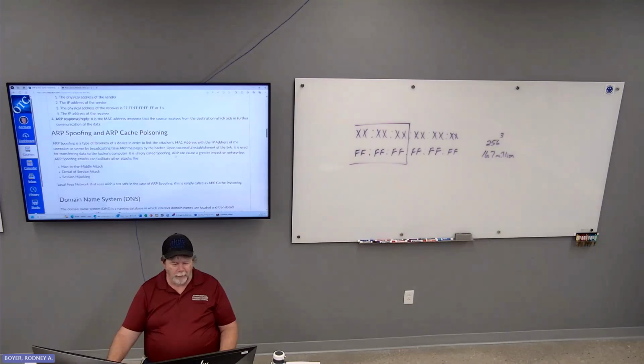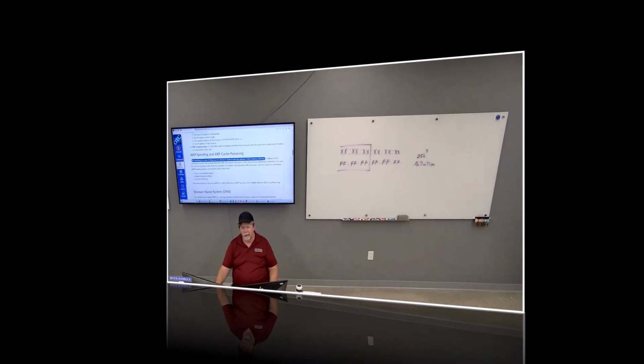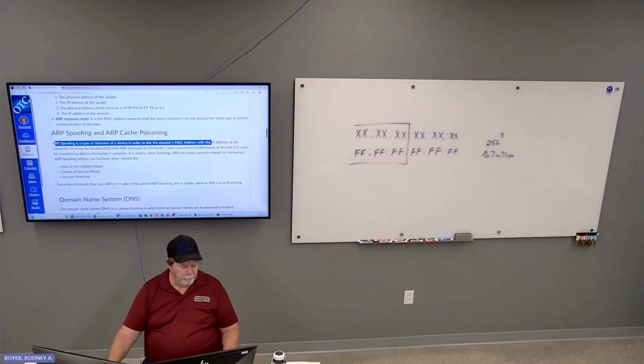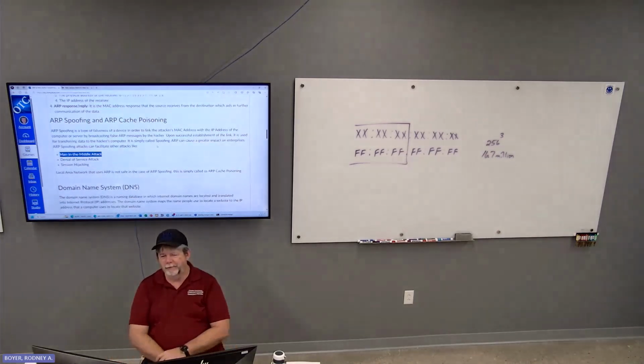ARP spoofing and ARP cache poisoning. Yay. So you can spoof your MAC address. If you do, ARP is not going to care. It's going to automatically update the ARP table. ARP spoofing is a really good way to do a man in the middle.